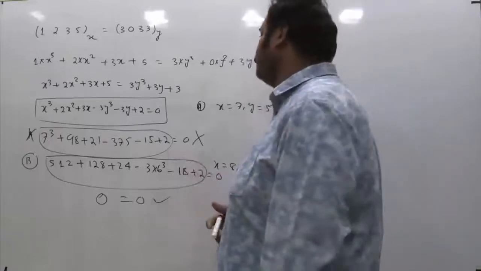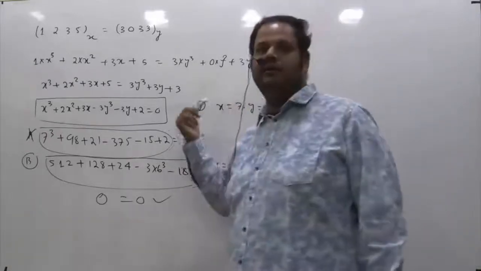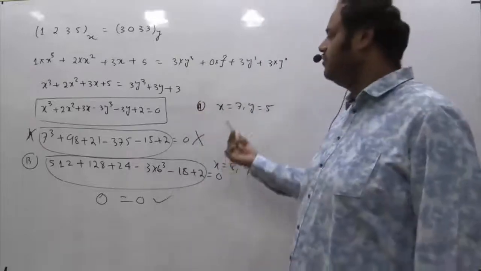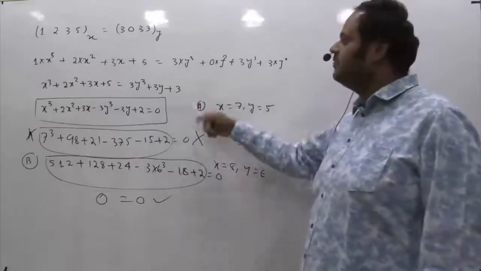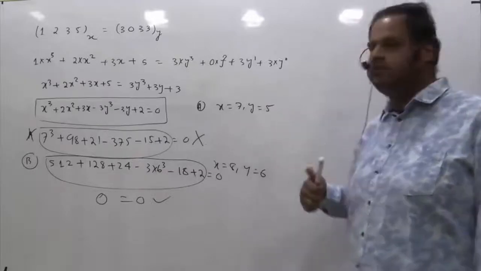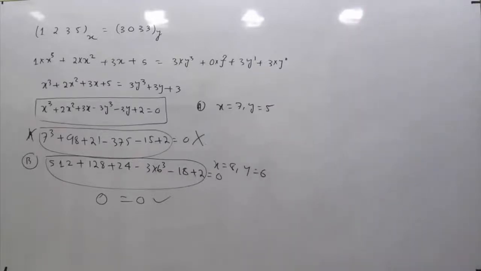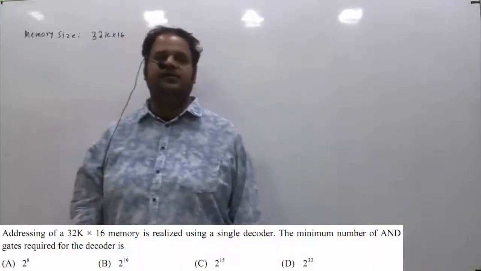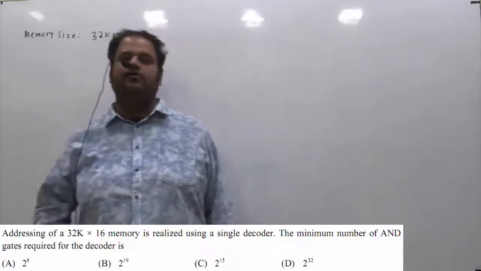Rather the problem would have been framed in some other way. If there had been two different equations, we could have solved them by normal mathematical equations and got the answers. But in such kind of cases, there is no scope, so this is the way to reach the final solution. So the answer is x equals 8 and y equals 6. That's what is given in one of the options. That's the right answer. This is a one mark question asked in GATE 2021 of electronics.